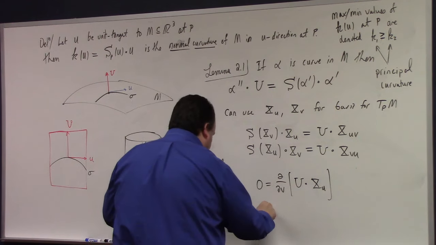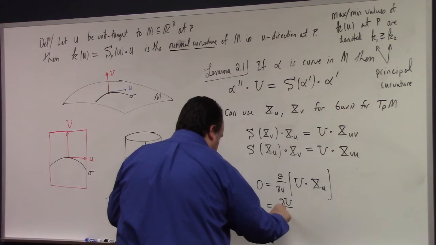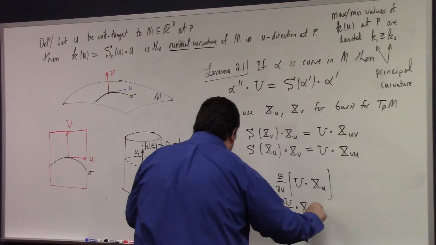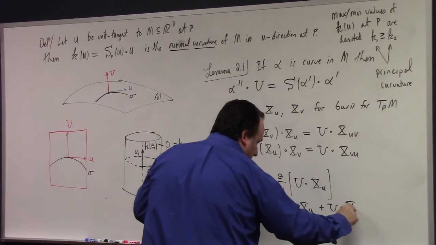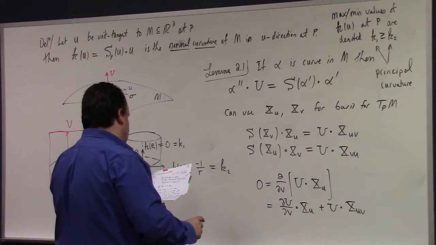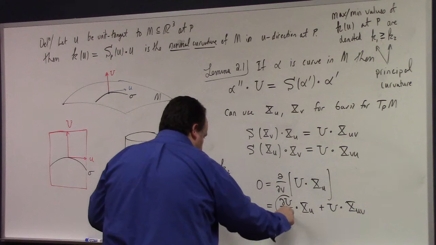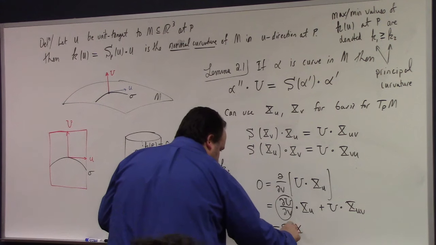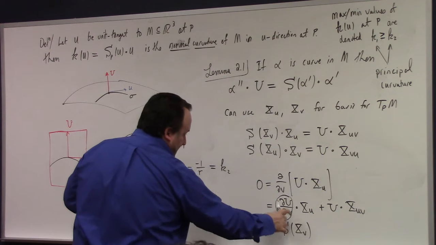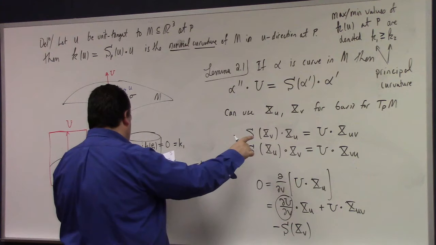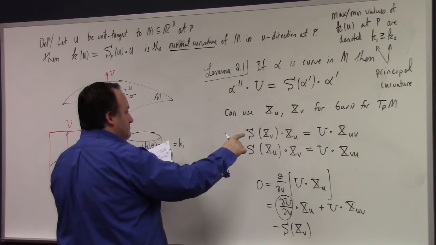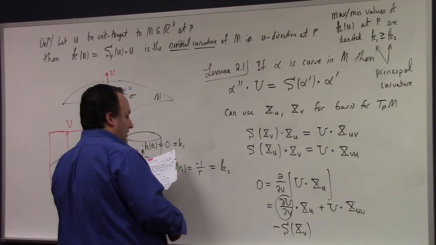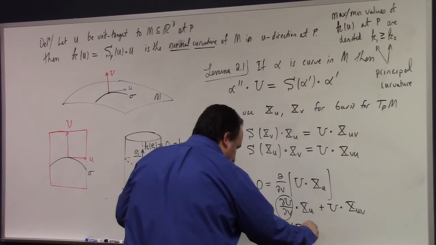But then by the product rule, this is also equal to partial U partial V dot X_U plus U dot X_UV. And then I said that this can actually be understood to be minus S of X_V. So that's what's going on here. That right there is how I got this.